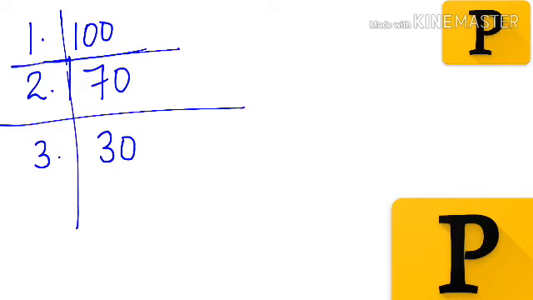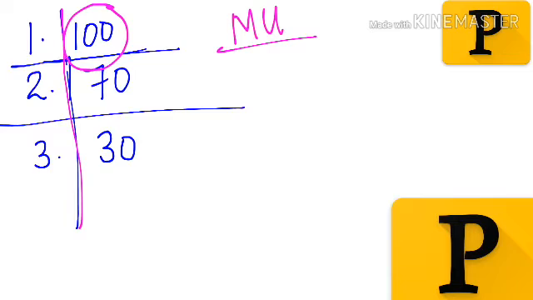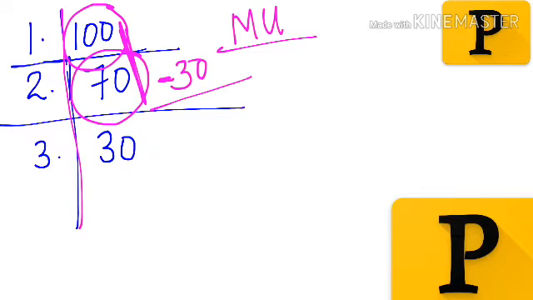Okay. Now let us see the concepts one by one. First one is marginal utility. What is marginal utility? First unit gave you 100 units of satisfaction. Second unit gave you 70 units of satisfaction. So the difference between the first and the second unit is marginal utility. That is, the difference between the present unit and the previous unit would give you marginal utility. Here it is minus 30.